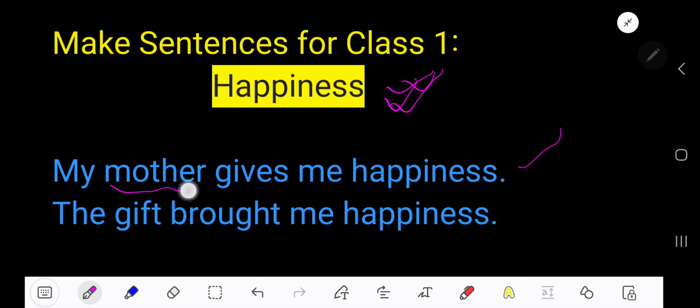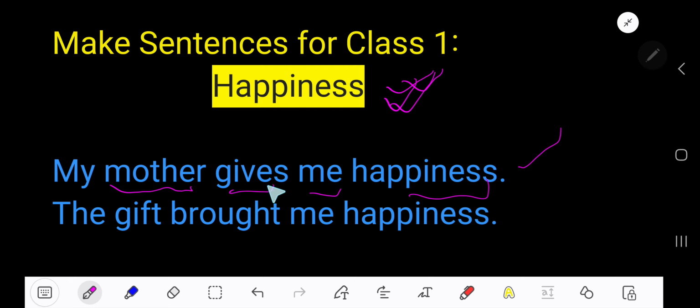My mother gives me happiness. If I explain this sentence, it will add value to your English grammar. My mother is the subject of the verb gives. Me and happiness are two objects of the verb gives. That is, after the verb give we can place two objects.